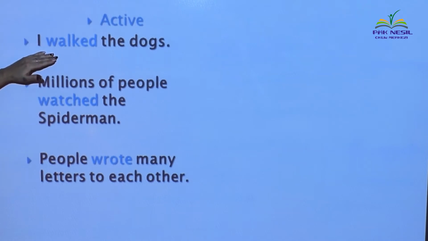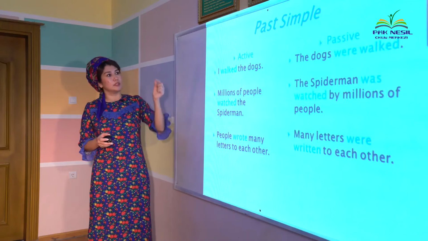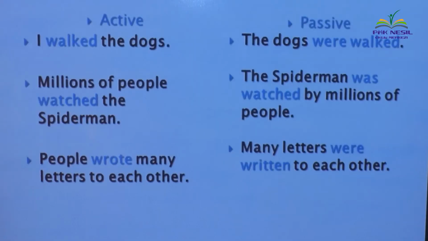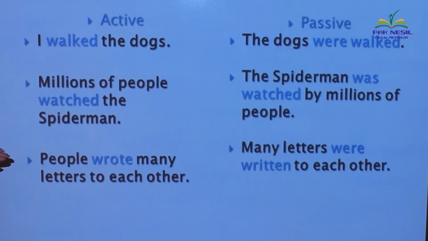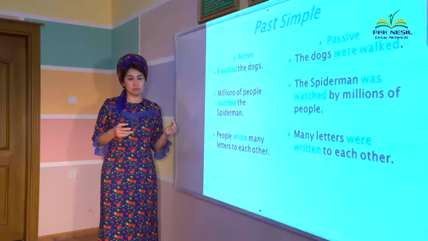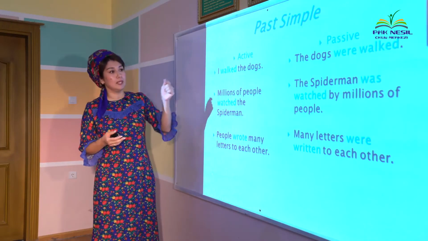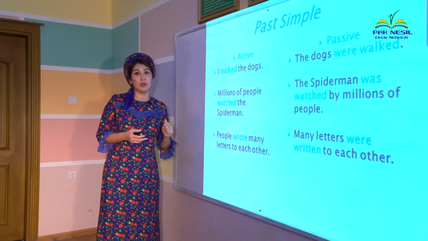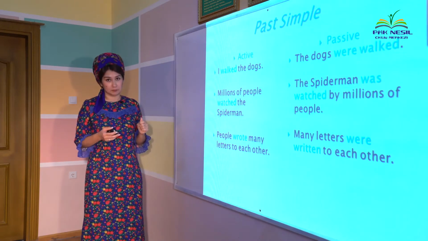So active voice is I walked the dogs, right? And how do you think, what is the passive voice sentence? Of course, the dogs were walked, yes? So don't forget about the verb to be, right? And in past simple tense, it is was for singular nouns or were for plural nouns. Remember that? Good. So the next sentence, millions of people watched the Spider-Man sometime in the past, yes? Again, the Spider-Man was watched by millions of people.